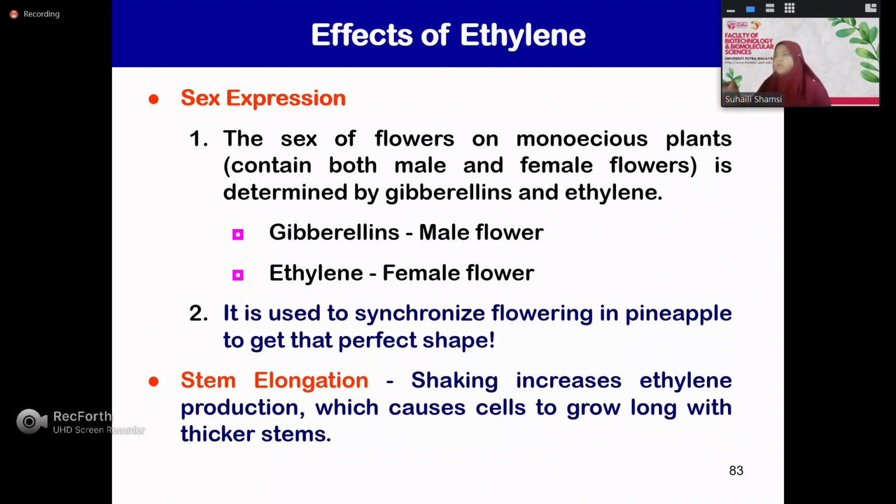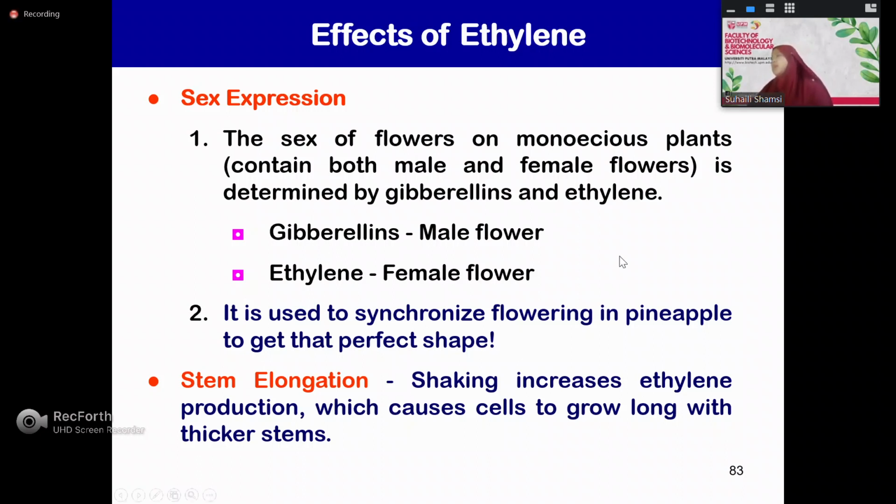And why is it important to determine male flower and female flower? It's basically for fertilization of the plants. And ethylene production at high concentration would cause the formation of female flowers. So it is used to synchronize flowering in pineapple to get that perfect shape.